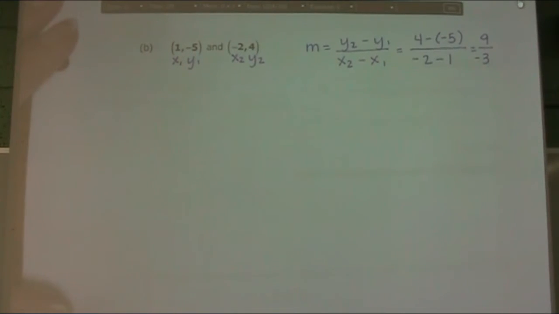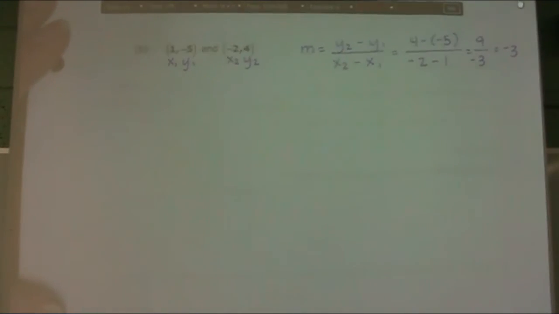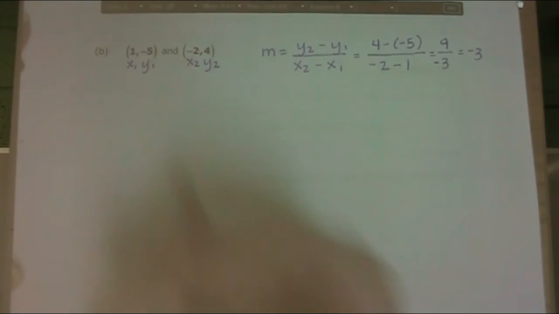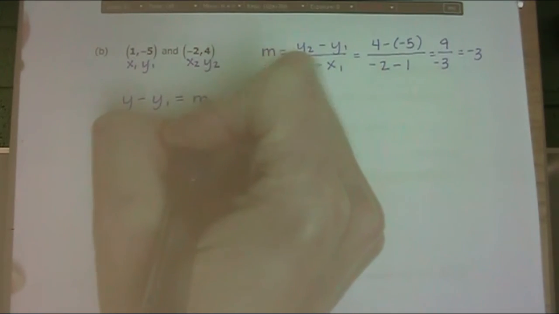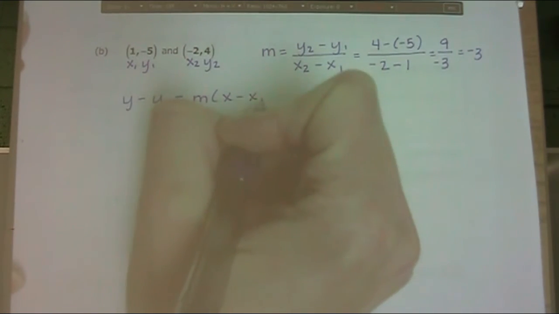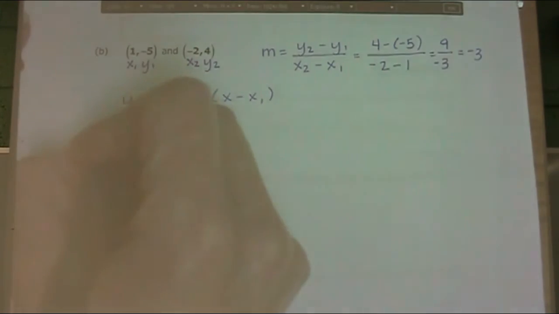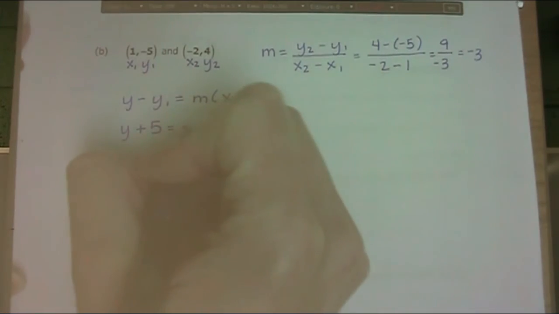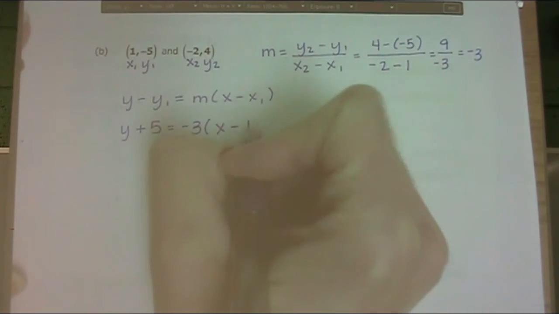And I'm going to simplify. 9 divided by negative 3 is negative 3. My next step, use my point slope formula. So I have y minus y1 equals m times x minus x1. I'm going to plug in y1, m, and x1. So y minus y1 is y minus negative 5, which is the same as y plus 5. M is negative 3. And x minus x1 is x minus 1.